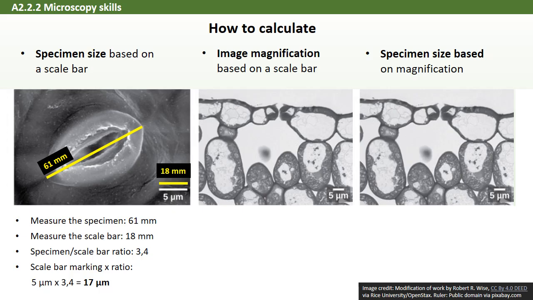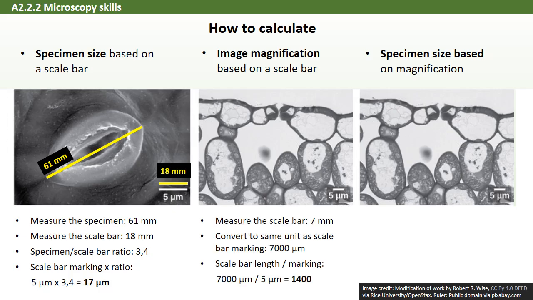All right, let's say you want to find out the image magnification based on the scale bar. So first you measure the scale bar. It looks like it's 7 millimeters. Then you convert that number to the same unit as the scale bar marking. The scale bar marking uses micrometers. So the length of the scale bar is 7,000 micrometers on your paper.